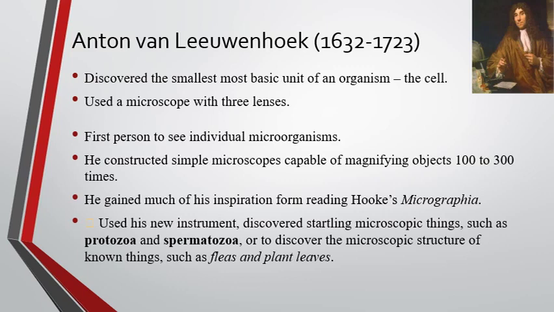Leeuwenhoek's microscope was really a powerful magnifying glass rather than a compound microscope, because he used hand-ground lenses that could magnify an object up to 200 times. On this basis, he observed animal and plant tissues, even blood cells, minerals and fossils, and much more.